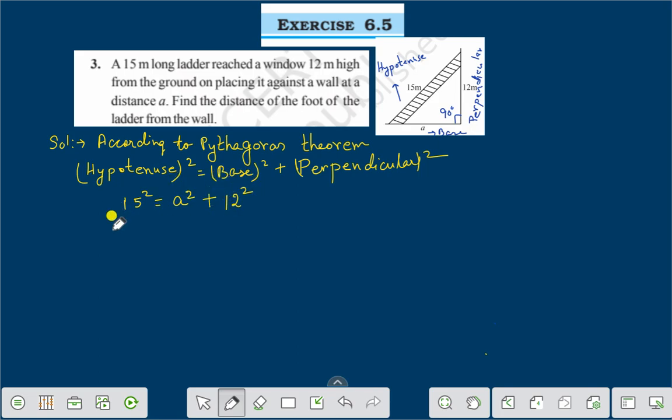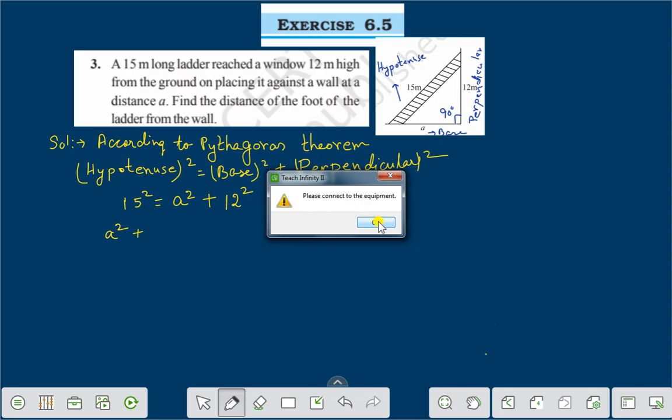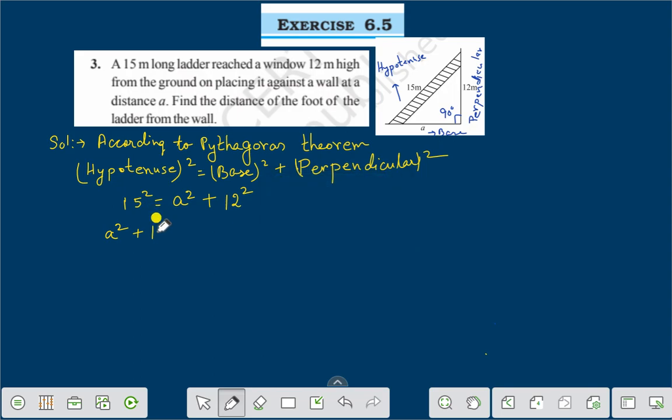You can write this right hand side on left hand side, that is A square plus 12 square is equal to 15 square. Therefore, A square can be written as A square is equal to 15 square minus 12 square.